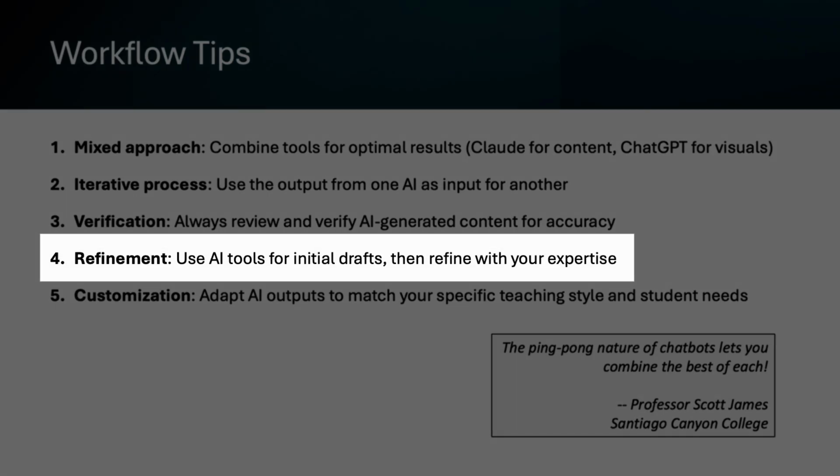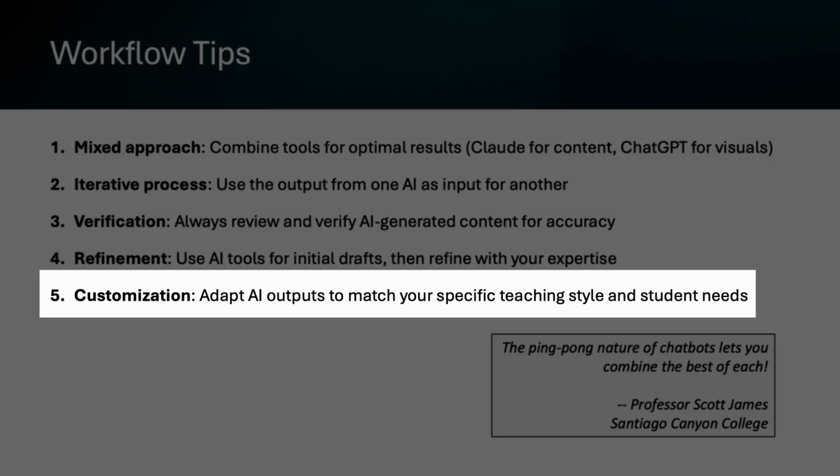Fourth, refinement. Use AI tools for initial drafts, then refine with your expertise. I often find I need to use non-AI tools like Photoshop to fix the work. I often say that AI saves me 80% of my time, but that still means I need to put in that extra 20%. And finally, customization. Adapt AI outputs to match your specific teaching style and student needs.